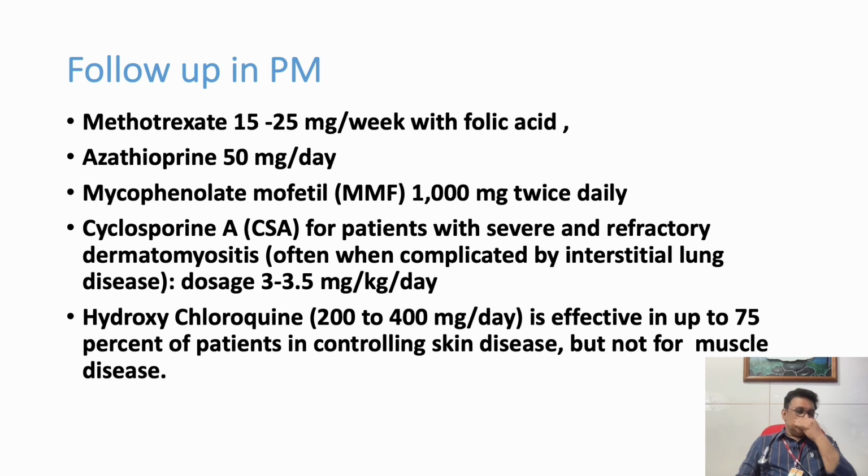Now, follow-up of patients who have immune-mediated polymyositis: methotrexate is a very, very important drug, because if you are giving steroids, that itself can produce chronic proximal myopathy. To avoid that, we always switch to methotrexate. That's a very good drug. Azathioprine 50 milligram. Methotrexate should always be given with folic acid. Mycophenolate mofetil is another important drug that has lesser side effects compared with methotrexate and azathioprine.